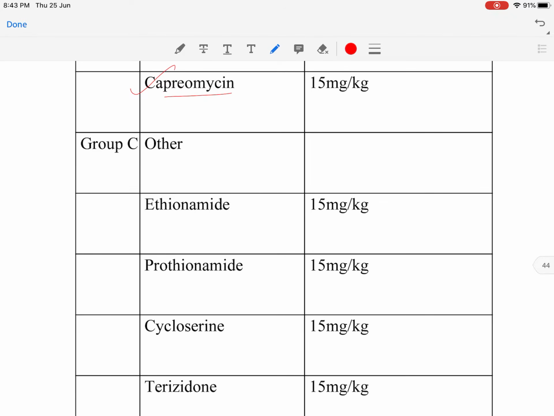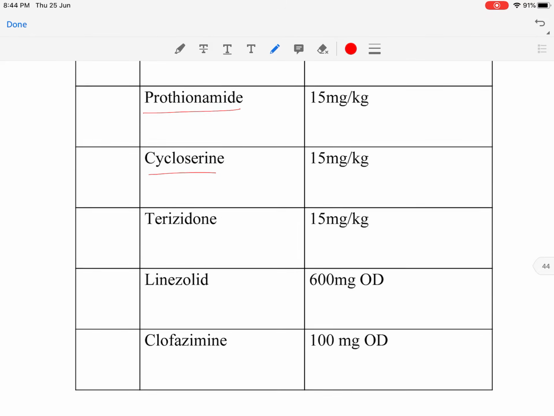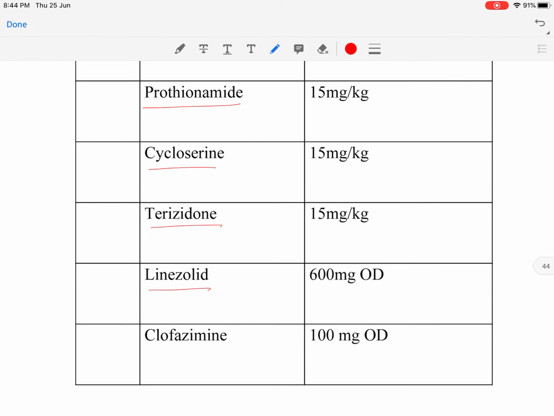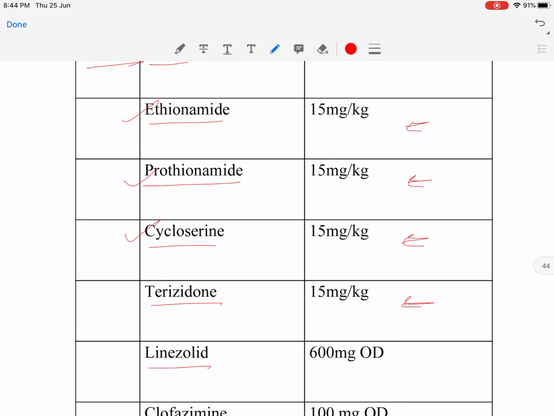Group C has the other drugs. What all other drugs? We have ethionamide, prothionamide, cycloserine, terizidone, linezolid and clofazimine. So this group C has these drugs and we need to remember the dose to start the patient with. So these are the drugs in group C.